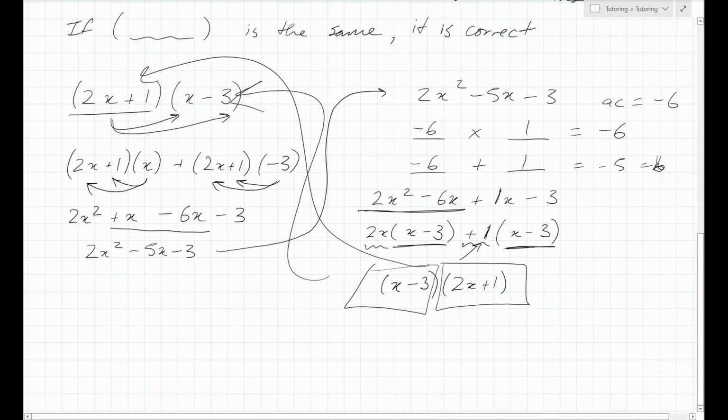And hopefully this will show you how we can take distribution and factoring and how these work together. This will work with anything that can be factored. And in the next video, I'll show you some shortcuts for some special cases. Hope this helps.